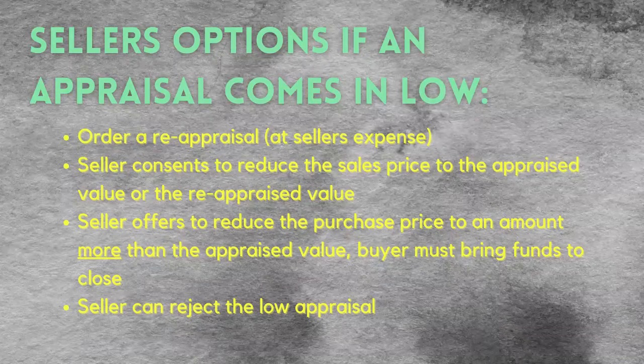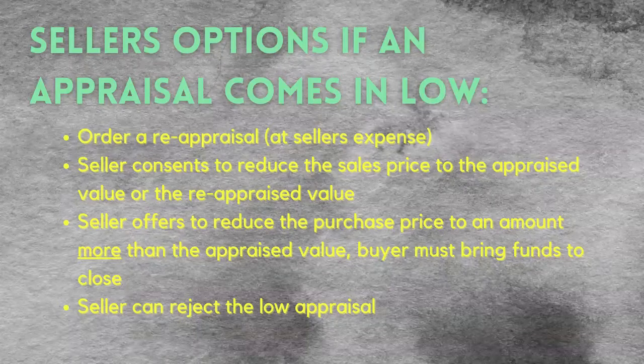Per the financing addendum, if the appraisal is less than the sales price, then the seller has 4 options. Option 1, they can order a reappraisal that's at the seller's expense. Appraisals are about $700. Sellers are not very excited about this option usually. And also, if that reappraisal does come in at value, the lender doesn't even have to use it. They can still opt to not accept it. Option 2, the seller can consent to reduce the price to the appraised value or reappraisal of value, whichever is greater. Option 3, seller can reduce the purchase price to an amount more than the appraised value, and then the buyer has to pay the additional funds to close, or else the seller can just reject the low appraisal.